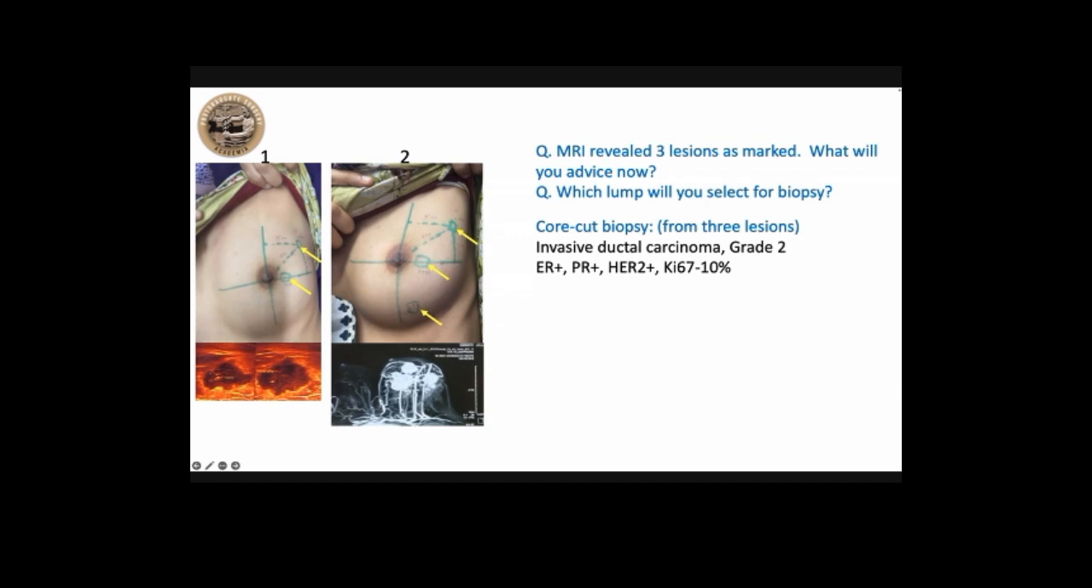So 3 lesions, but the largest one is 1.5. Yes, ma'am. And there's no axillary lymph node. No, ma'am, the axilla does not have any lymph nodes. Then we can go for upfront surgery as well, even though it is HER2 positive, since it is not 2 centimeters. And the surgeon plans for mastectomy, right? Because this is a multicentric disease.